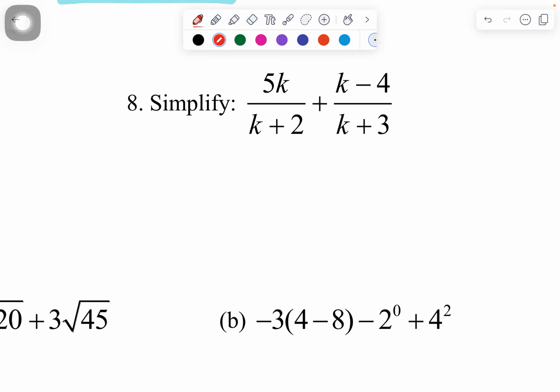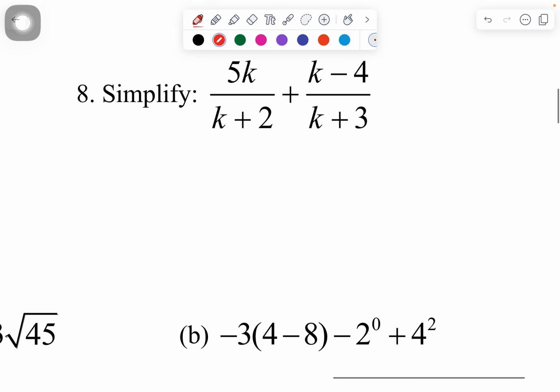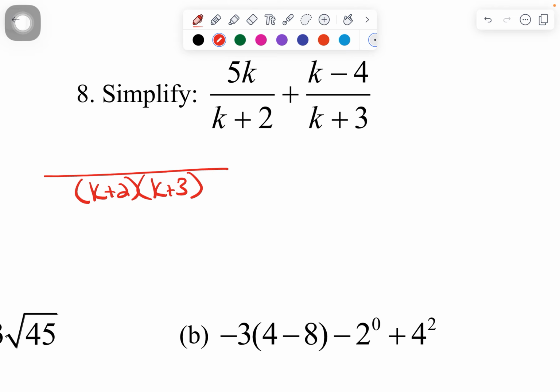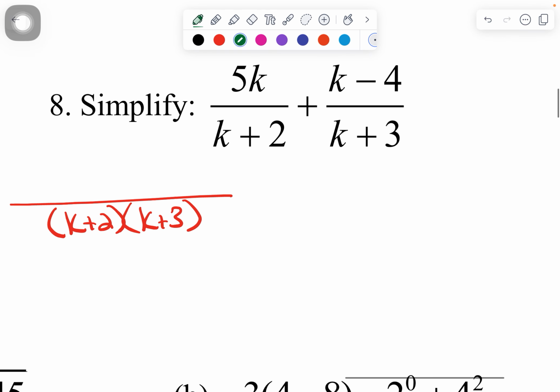Okay. Problem number 8 is going to take a little bit of work here. We need a common denominator, and I'm going to put this off to the side because I know how large I write. The common denominator here is k plus 2 times k plus 3. So this first fraction has the k plus 2. It is missing k plus 3. So that means I'm going to need to take this times k plus 3 and this times k plus 3.